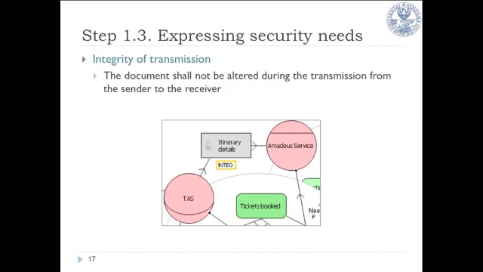Apart from the constraints on goal delegations, as we saw between different goals or roles, we have also security constraints on document provisions. So for instance, integrity of transmission expresses that a document should not be altered during the transmission from the sender to the receiver. And this is basically expressed by the receiver, who wants the integrity of the document that is being provided to him not to be altered. So he wants the integrity to be preserved.